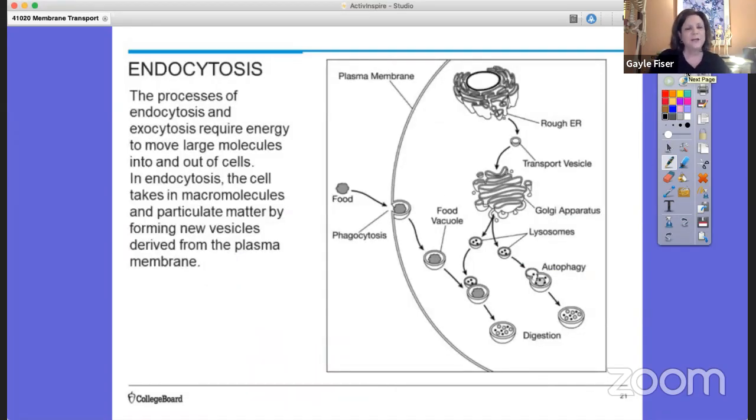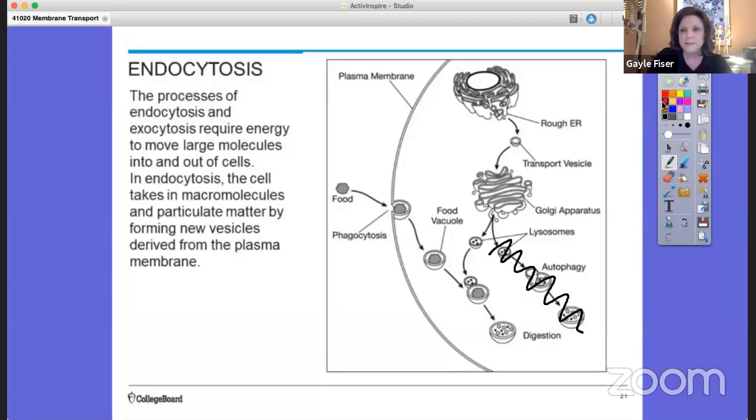All right, so now let's talk about endocytosis and exocytosis. We'll talk about endo first, and I'm going to just scribble this part out right here because that's not where I want you to be focused. The processes of endocytosis and exocytosis require energy to move large molecules into and out of the cells. In endocytosis, the cell takes in macromolecules and particulate matter by forming new vesicles derived from the plasma membrane.